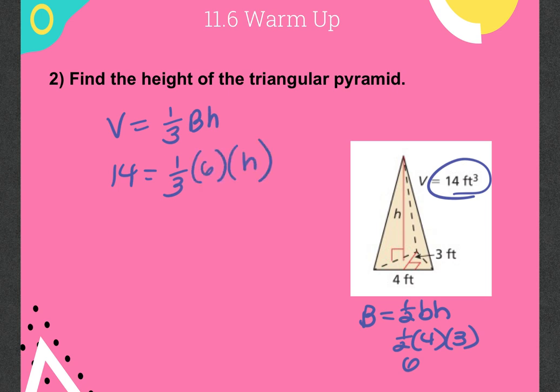And then the height is what we're missing from here. So 1/3 of 6 is 2. And if I divide both sides by 2, I get my height is 7. And it would be 7 feet. Questions on that one?